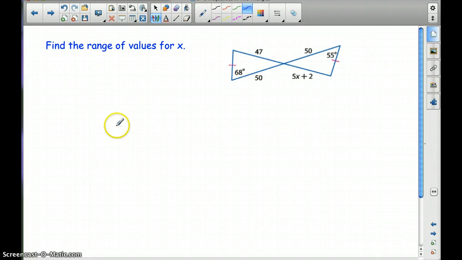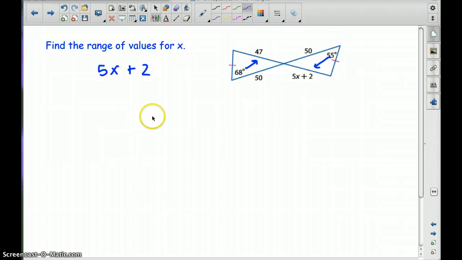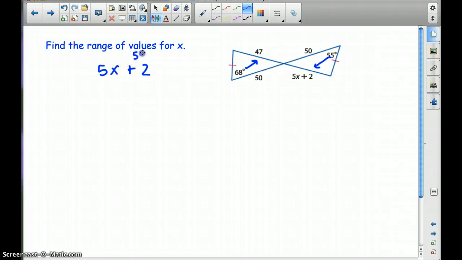Okay, now what about finding the missing side? Pause the video, write this down, and brainstorm what methods you would use to find the range for x. So we're using 5x plus 2, and we know 68 is greater than 55. So 55 is less than 68. Across the way from 55 is 5x plus 2, and across the way from 68 is 47.